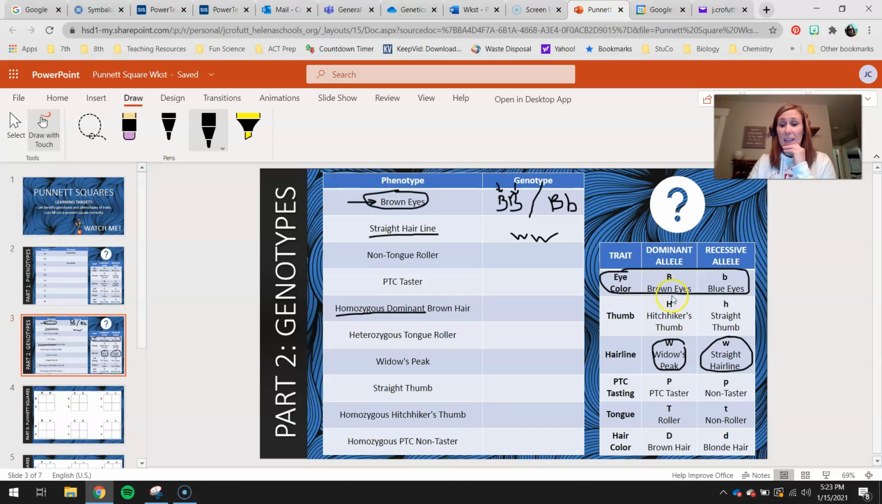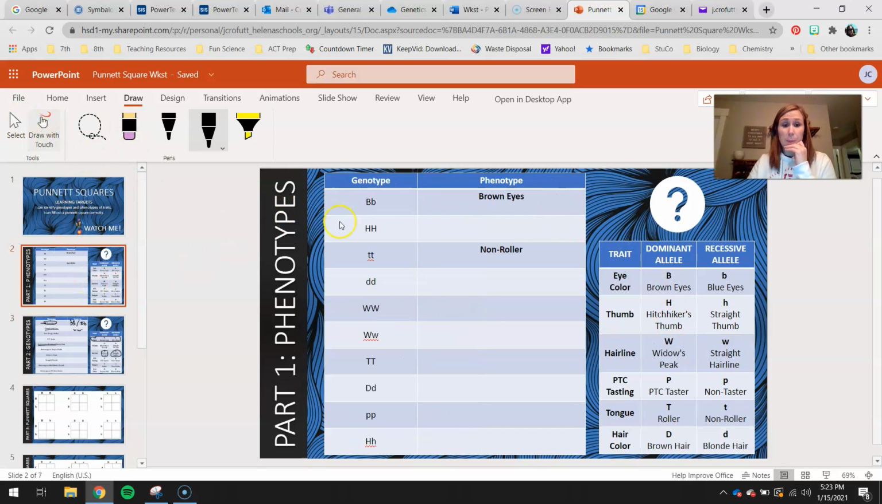So if I'm looking at a genotype that has big H, okay, those are the 2 dominant alleles. They're the same, so that's homozygous, okay? But you could have homozygous dominant or homozygous recessive, so which would that be? That would be homozygous dominant, okay? Versus this, little t, both are recessive. They're the same, okay? So that would be homozygous recessive.